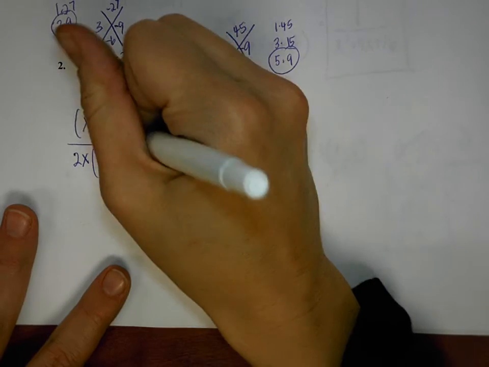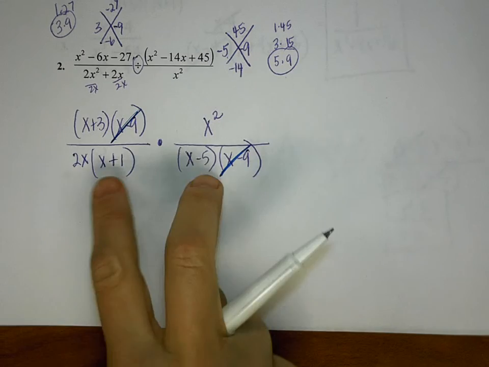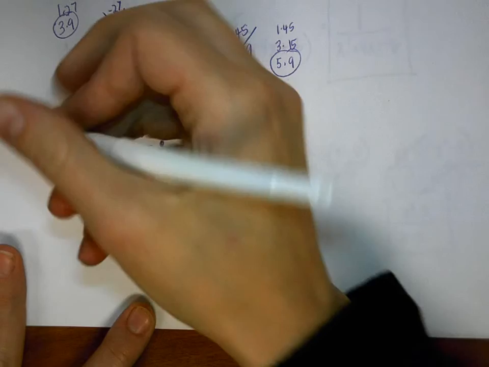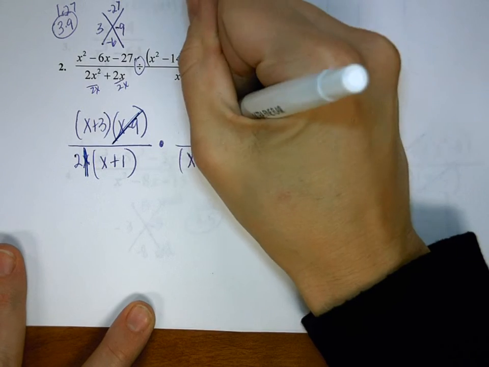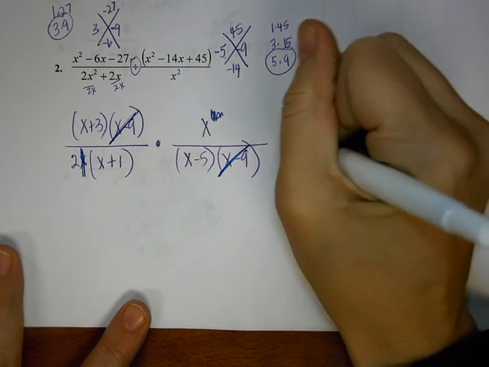If you notice, the x minus 9s are the same. And I don't see any more parentheses are the same, but see how you have one x on the bottom and 2 on the top? I can go ahead and cancel out one of these x's for one of the x's up here. And it doesn't look like anything else reduces.